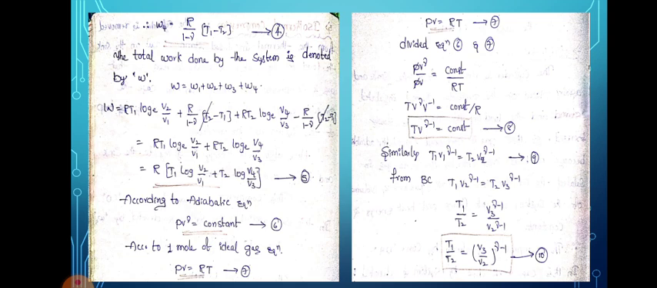Similarly, T1 V1 to the power of gamma minus 1 is equal to T2 V2 to the power of gamma minus 1. From BC, T1 V2 to the power of gamma minus 1 equals T2 V3 to the power of gamma minus 1. Therefore, T1 by T2 is equal to V3 to the power of gamma minus 1 by V2 to the power of gamma minus 1. Finally, T1 by T2 is equal to V3 by V2 whole to the power of gamma minus 1. This is equation number 10.